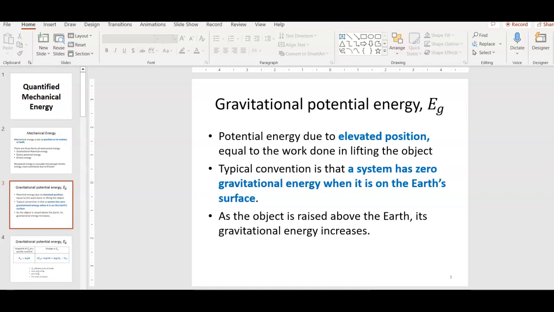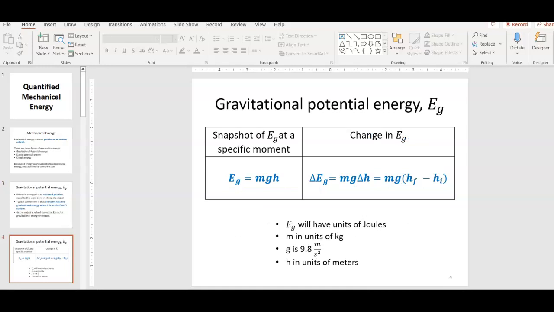We recognize when there is gravitational potential energy because something in the system has an elevated position, a height above the ground. And here are the formulas for calculating gravitational potential energy. Notice in this table, it's giving you two versions of the equation. On the left, it says here's a snapshot of gravitational energy at a specific moment in time. And that says the gravitational energy equals the mass of the object multiplied by g multiplied by the height.